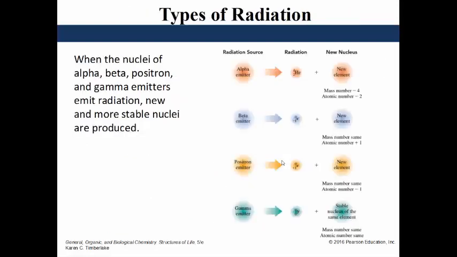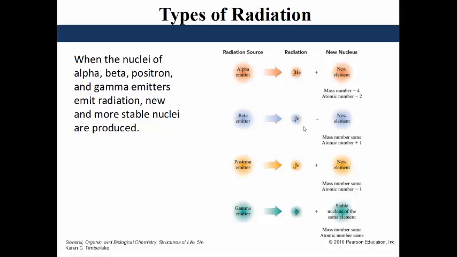When the nuclei of either alpha or beta or positron or gamma emitters propel their radiation out, what's produced is a new and more stable nuclei. That's the whole point of emitting radiation, is to become much more stable. That's what's indicated here in all 4 of these images. An alpha emitter will give you helium nucleus, which will give you a new element. Mass number goes down 4, atomic number goes down 2.